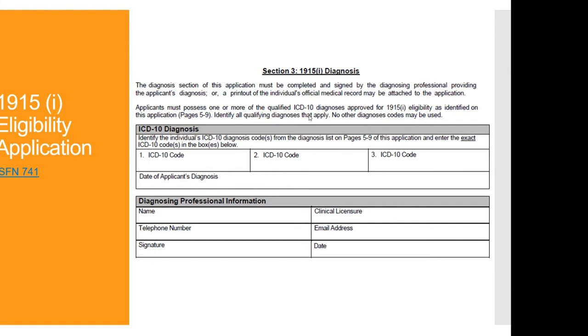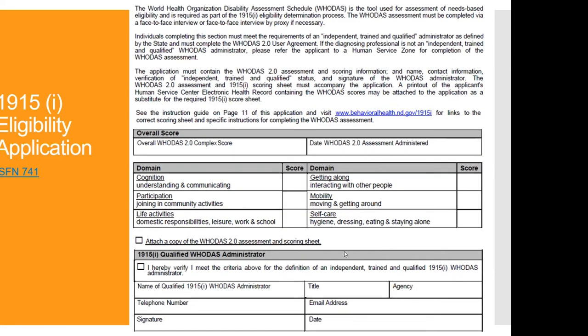All right. So this is the diagnostic piece. Remember, we saw all of those slides with eligibility criteria. This is how you prove all of that eligibility criteria to the state so that you can get enrolled into the system. Next slide, please. So this is the HUDAS assessment score, where you're putting in what the score was, how they did in each of the domains, and who was the qualified administrator. And that's the process as well.